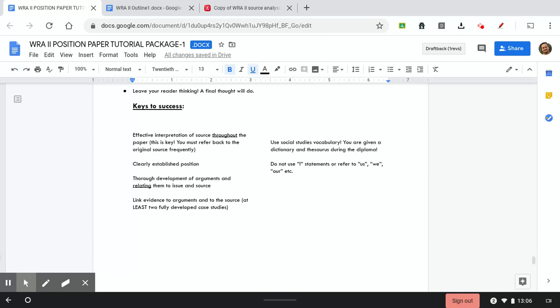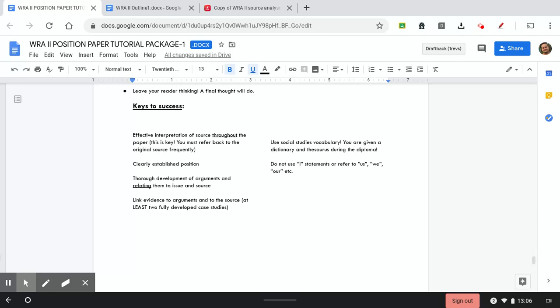One thing to keep in mind with this, and I've seen this done many times, your WRA 2 is not just explaining what the source is. I've seen students write 4 paragraphs just explaining the source. That is not correct. You must come up with a position and then 2 arguments to support that position. So you create your established position and have thorough development of arguments relating them to the issue and source.